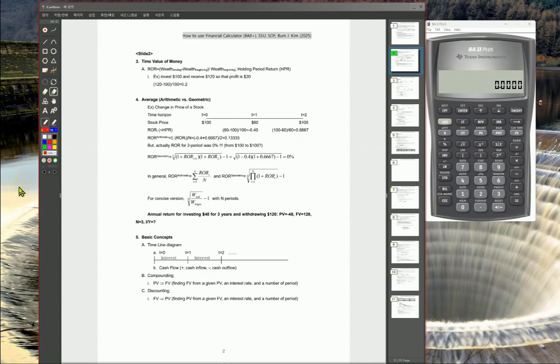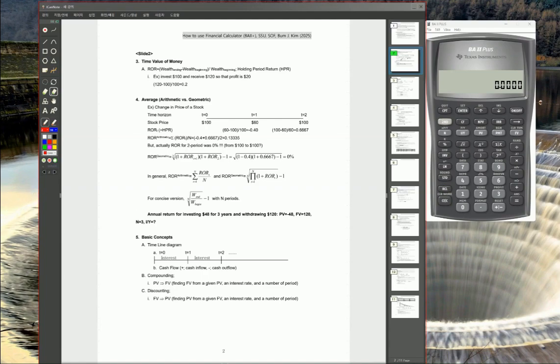Looking at an example of the rate of return calculation, you invest 100 and receive 120, so that profit is $20. Since you got $20 net profit out of 100, your return will be 20% or 0.2. Okay, next one is averages.